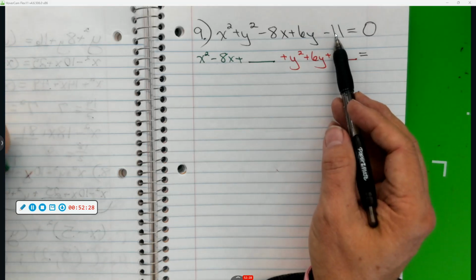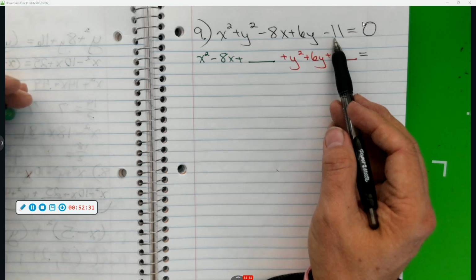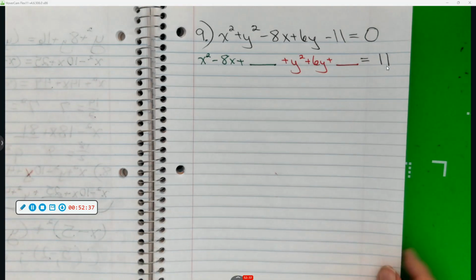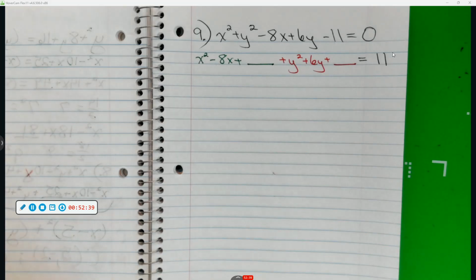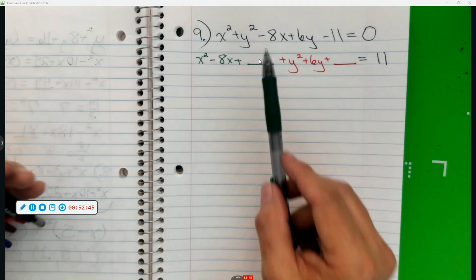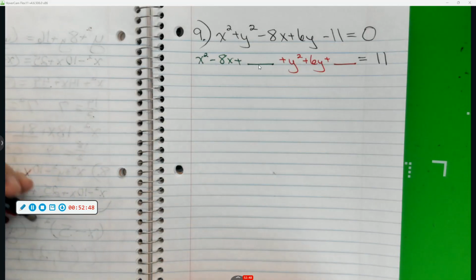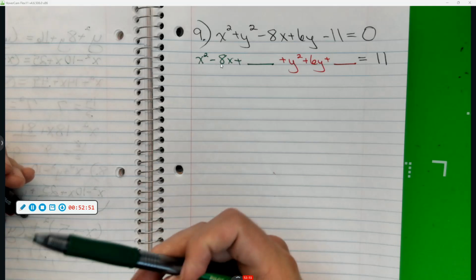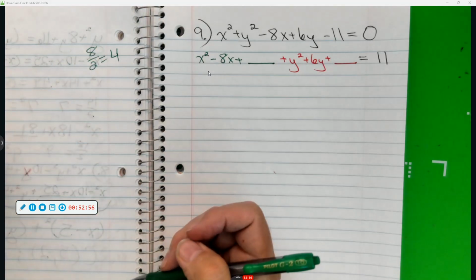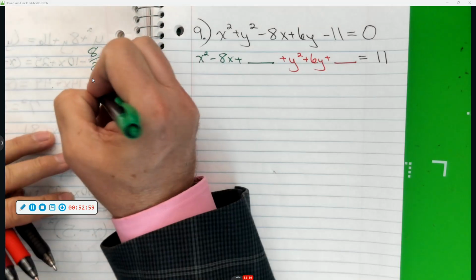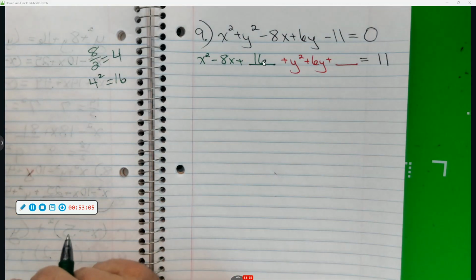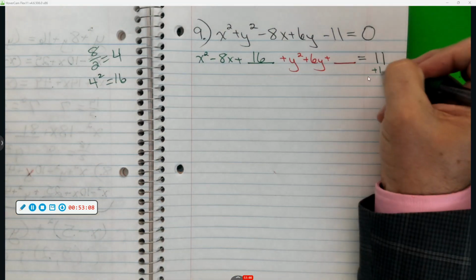And what am I going to do with this negative 11? Move it over, make it a positive 11. Tim, you write so big, you should have had a plus green space and a plus red space over here on the right. I do it vertically. What number's going to go inside the green space? Half of 8 is 4. And then what do you do to the 4? Square it. 4 times 4 gives us 16. So we add 16 to the left, and we have to add 16 to the right.